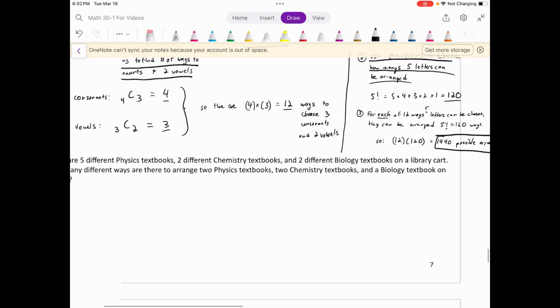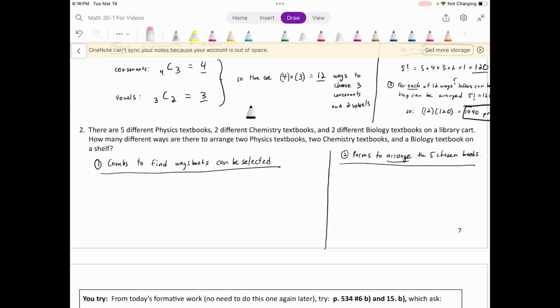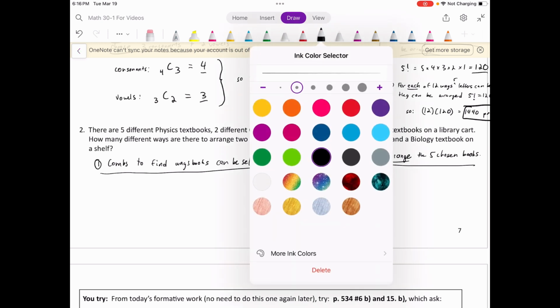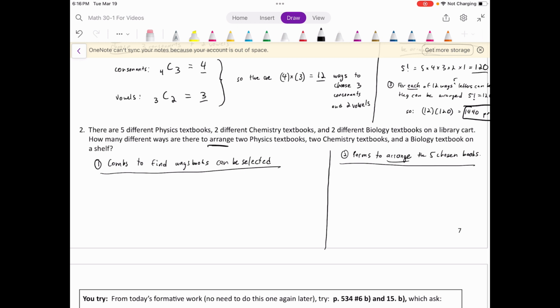Okay, last one here. Okay, so there are 5 different physics textbooks, 2 different chemistry textbooks, and 2 different biology textbooks on a library cart. How many different ways are there to arrange 2 physics textbooks, 2 chemistry textbooks, and a bio textbook? So arrange is the key, well, one of the key words there, right? We are going to have to think about the order, but also we can recognize, hey, there's actually a lot of ways to even select the books in the first place, right?